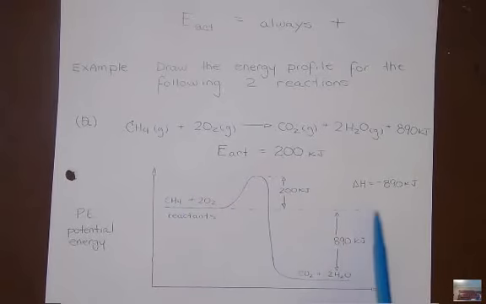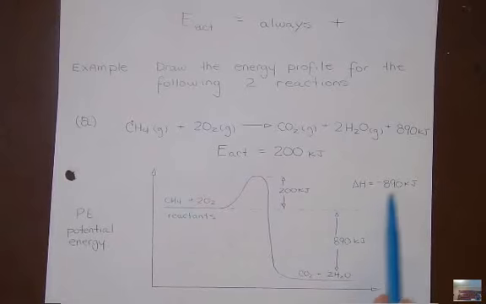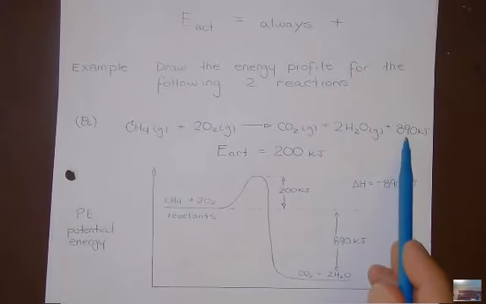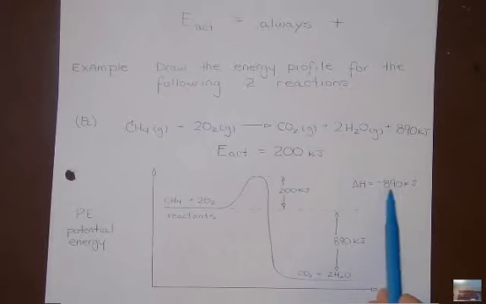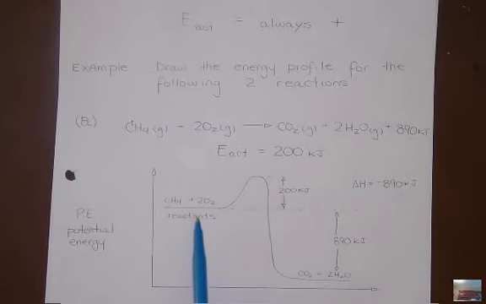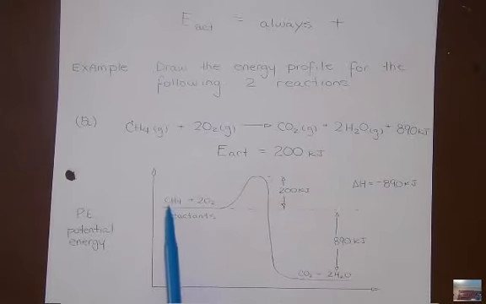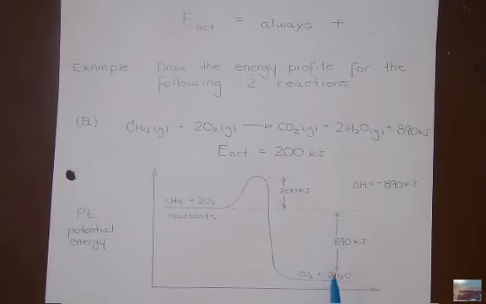So first thing, from the 890, the fact that it's written as a product over here means delta H is negative, and this is an exothermic reaction. Therefore, you go downhill by 890. So first thing you would do is draw this line, write the reactants over there, write the products over here, and then from here to here you would sketch in that that's 890.